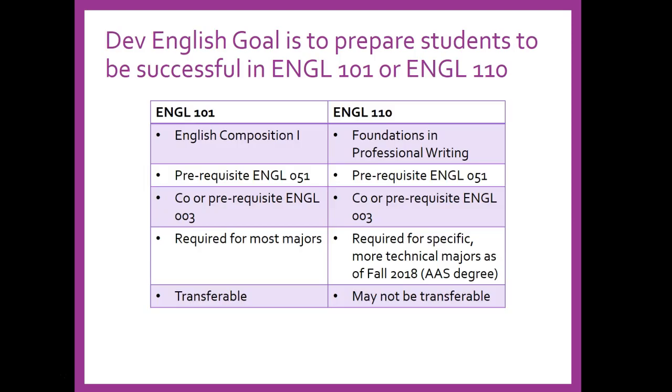The developmental English goal is to prepare students to be successful in English 101 or English 110. English 110 was a new course that is required for some specific technical majors starting fall 2018, specifically the AAS degree. This course may not be transferable, but has the same prerequisites and co-prerequisite as English 101. It's called Foundations in Professional Writing. By and large, most students are still taking English 101, which has a co-prerequisite of English 003 and a prerequisite of English 051.